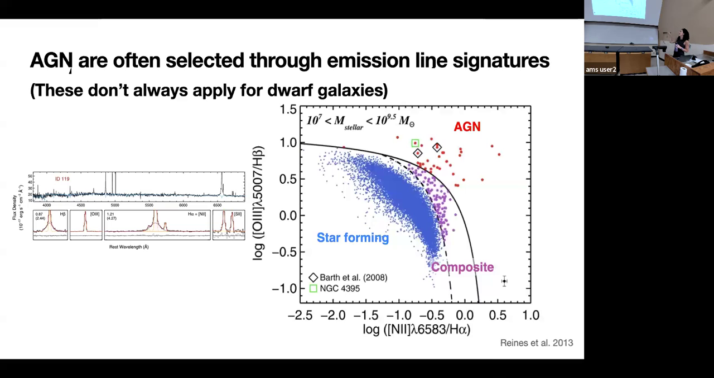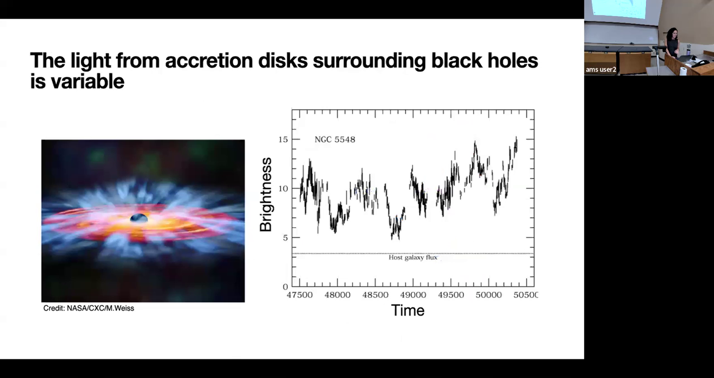One of these lines is theoretical, based on the kind of maximum photoionization that you would get from star formation. And then the other one is an empirical cut, which again was made with more massive galaxies in mind. Okay, so this is one way that we find active galactic nuclei in dwarf galaxies, but they don't always apply for dwarf galaxies. So we might be missing some objects.